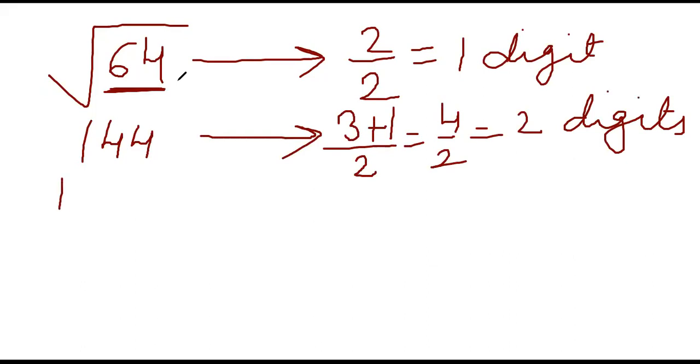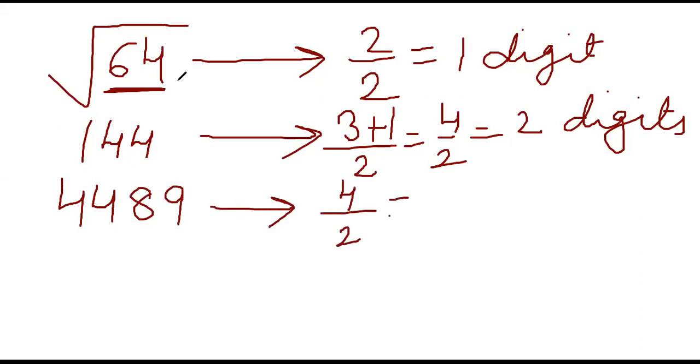Then next, 4489. How many digits are here? 4. It's even. Directly divide by 2. That is 2 digits, right?